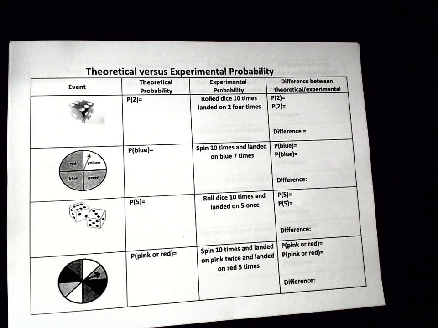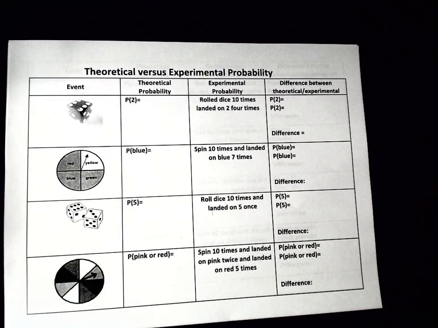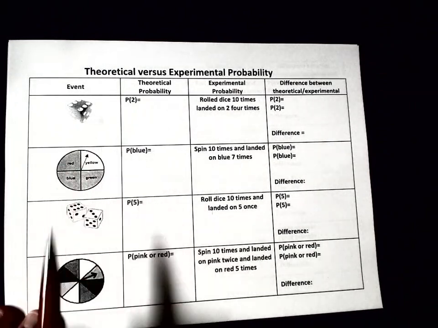Good afternoon, guys. This is your lesson on comparing theoretical and experimental probability. I'm going to run through these examples using four different methods. The first one is rolling a dice.